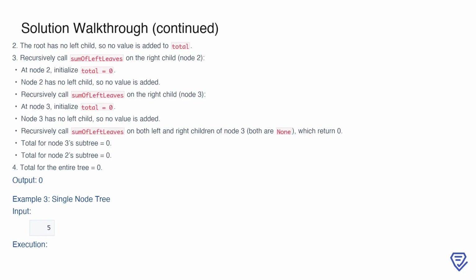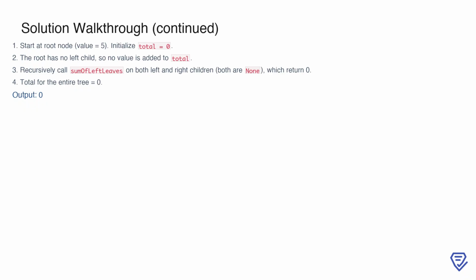Next, we recursively call sum of left leaves on node 2's right child, which is the node with a value of 3. At node 3, we initialize total to 0 once more. Node 3 also has no left child, so no value is added. Then, we recursively call sum of left leaves on both the left and right children of node 3, both of which are none, so the recursion returns 0 for both calls. With the recursion complete for node 3, the total for its subtree is 0. Similarly, the total for node 2's subtree is 0. Finally, the total for the entire tree is also 0, as there are no left leaves anywhere in this tree.